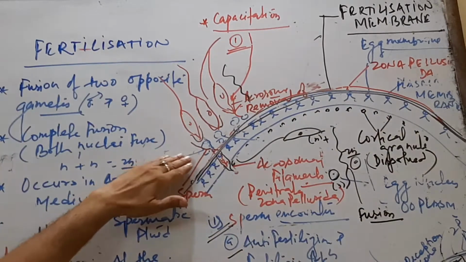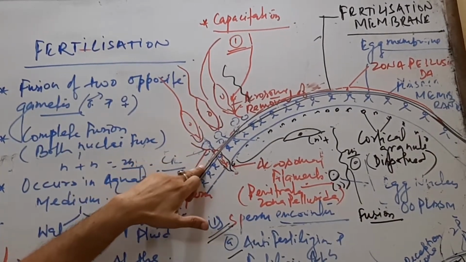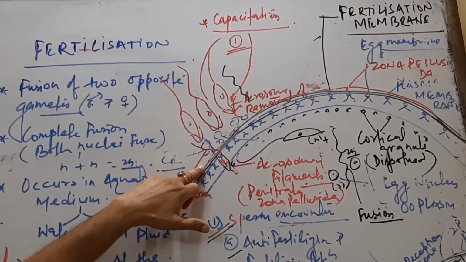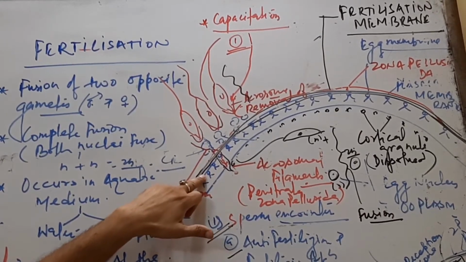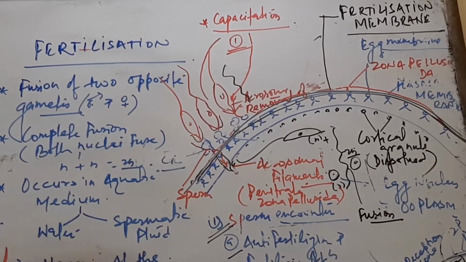Over the egg membrane the corona radiata is present, the outer membrane is called the zona pellucida, and the inner membrane is the plasma membrane. So it's a natural membrane. When the sperm reaches the egg first, this is called the sperm encounter.